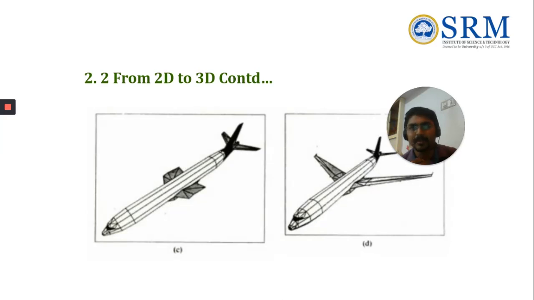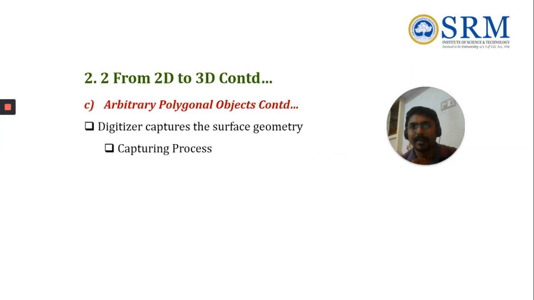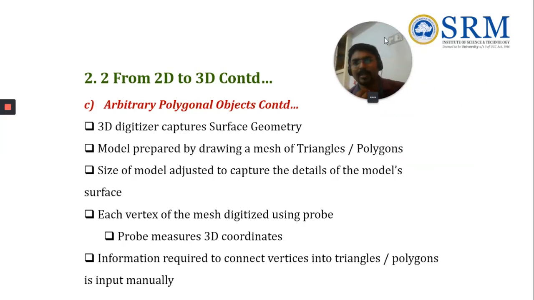The next one, arbitrary polygonal object, we can have it by using surface geometry. For that, we look at how to convert it, how to fill it, and how the model surface can be adjusted in detail in terms of light and shadow and everything. That comes under the model prepared by drawing a mesh of triangles. Yes, triangles, and this is a mesh of triangles.